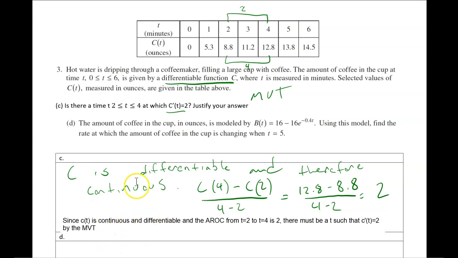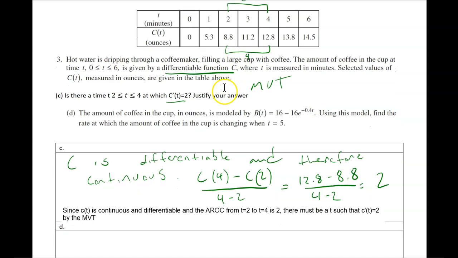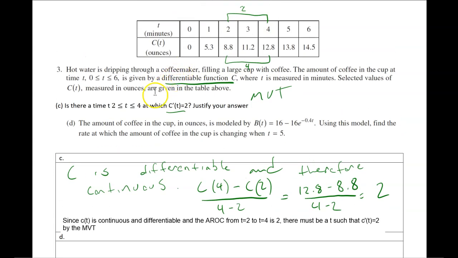Good. So notice what I definitely need to say is that C is differentiable and continuous, and I need to say that there is an average rate of change that is equal to 2. And it's a pretty good bet that if they're asking you this, there is a spot in the table where the average rate of change is 2. Otherwise, it would be kind of a silly question to ask you.